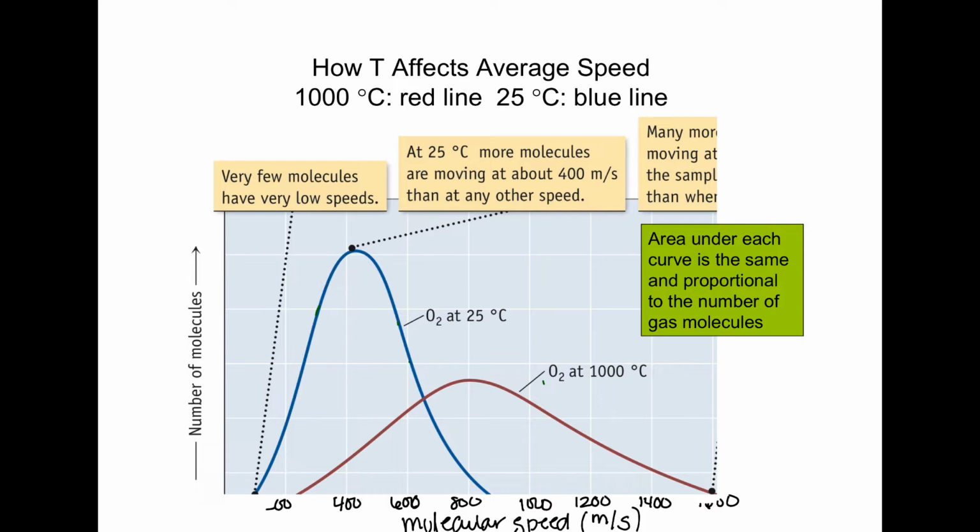Now overall, what this graph is showing us is that most O2 molecules are going about 400 at 25 degrees. Most O2 molecules at 1,000 degrees are going about 800, so much faster. So as the temperature goes up, the speed goes up.